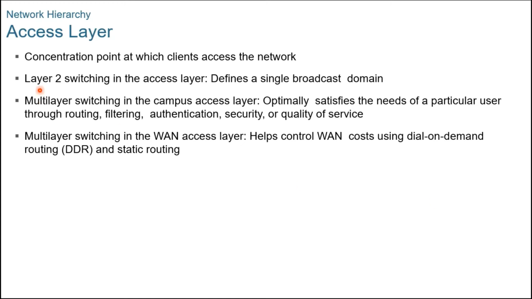Now, using layer 2 switching in the access layer, access to local workstations and servers can be provided using shared or switched media LANs, or local area networks. You also have VLANs, or virtual local area networks, which may be used to segment the switched LANs. So each LAN or VLAN is a single broadcast domain.